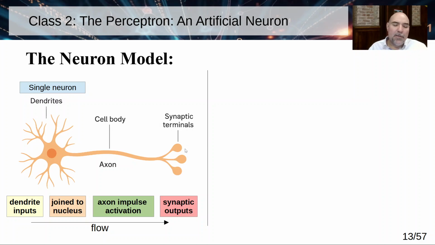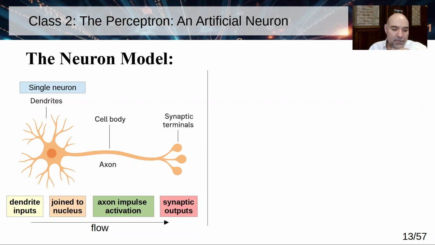And if you follow the data flow there, the flow of information, you'll notice it has this nice linear flow from the dendrite inputs joined together at the nucleus, then passed through the axon threshold function or the impulse activation. When that gets reached, it fires across and goes to the synaptic outputs on the other side. So the data just flows through from left to right through that single neuron.